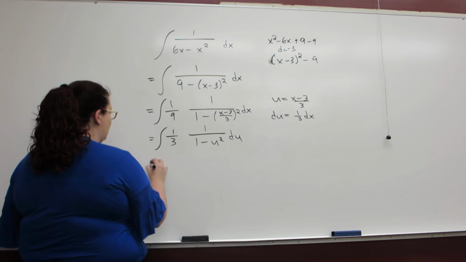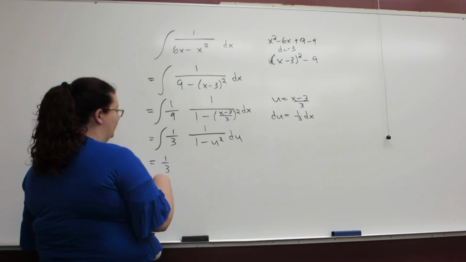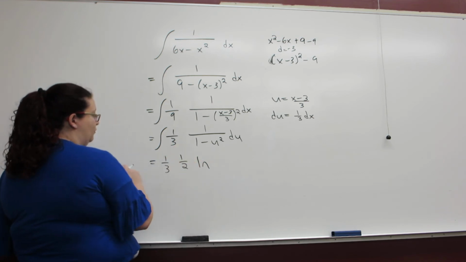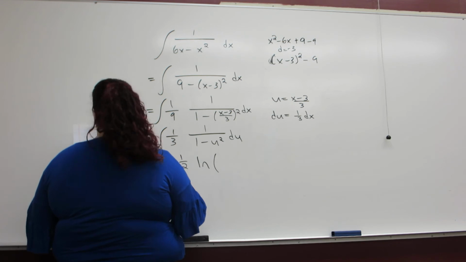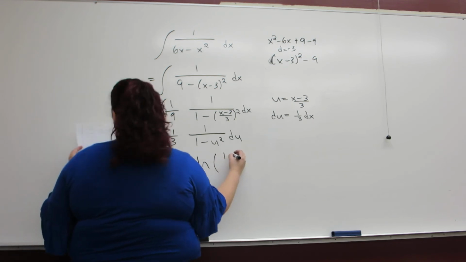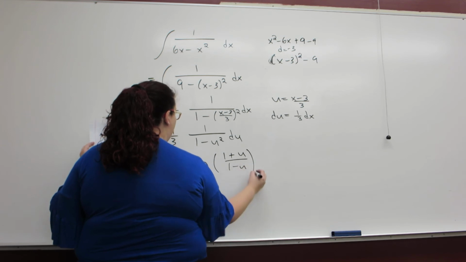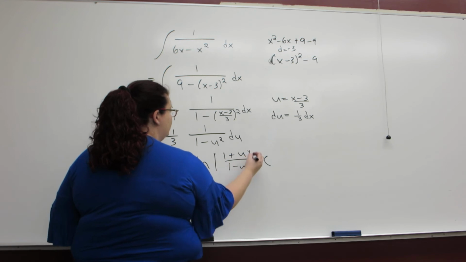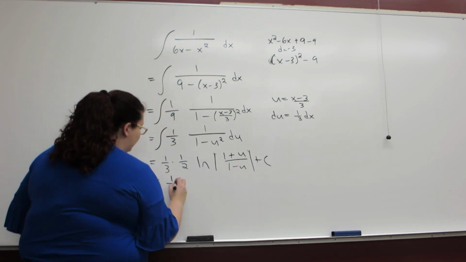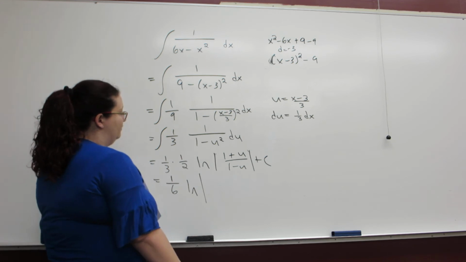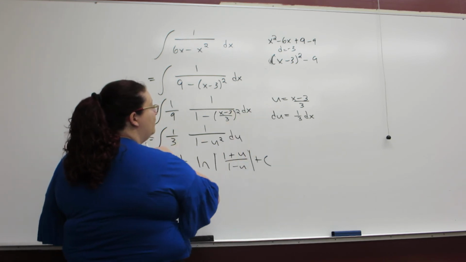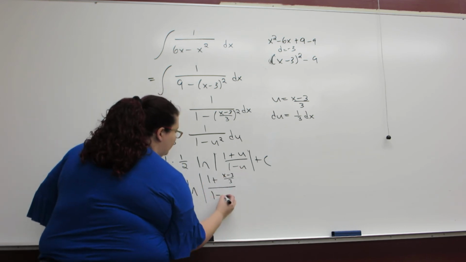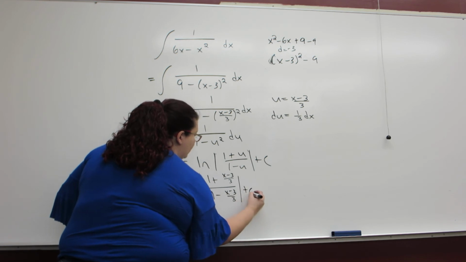Now, I can go to my inverse hyperbolic formula, which first of all puts a 1/2 in front, and of course the 1/3 is already coming along for the ride, and then ln of 1 plus u over 1 minus u plus c. I should be proper and put the absolute values. Now, this becomes 1/6 ln the absolute value of, well, 1 plus u is 1 plus x minus 3 over 3, and 1 minus x minus 3 over 3 plus c.